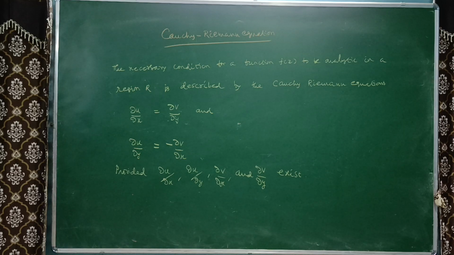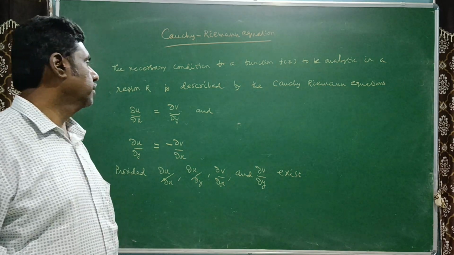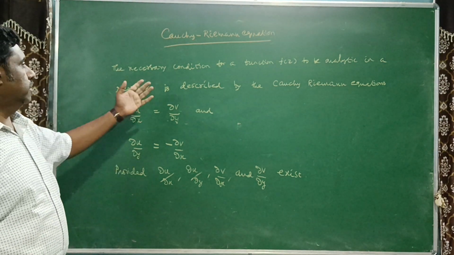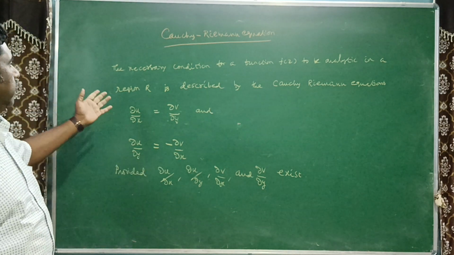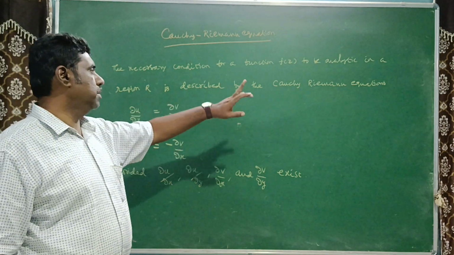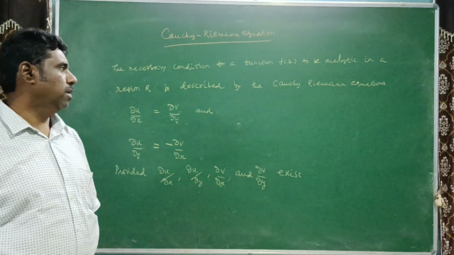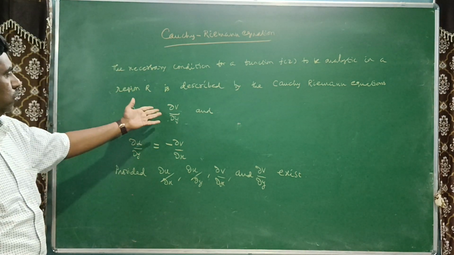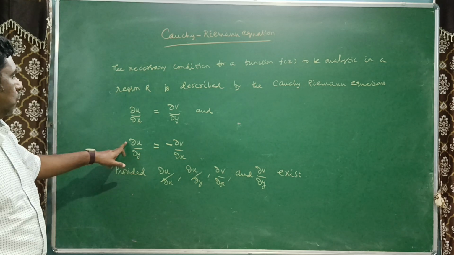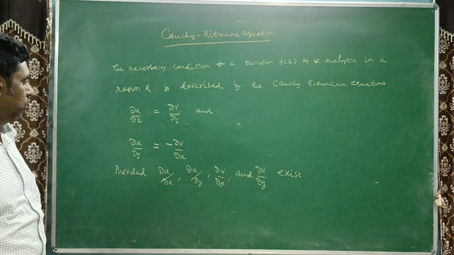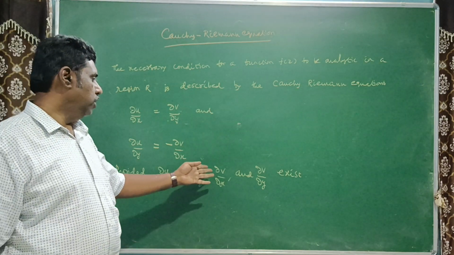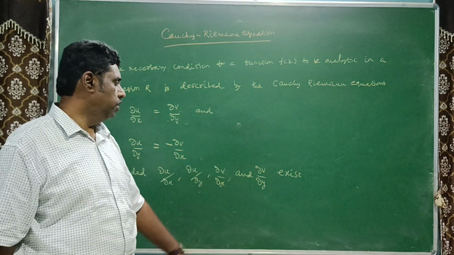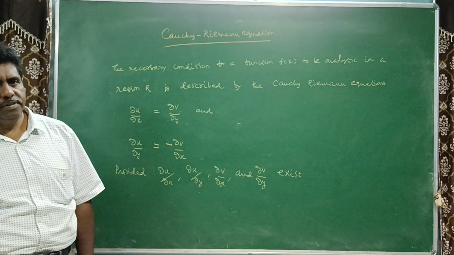In this presentation, we have to derive the Cauchy-Riemann equations. The necessary condition for a function f(z) to be analytic in a region R is described by the Cauchy-Riemann equations: ∂u/∂x = ∂v/∂y and ∂u/∂y = -∂v/∂x, provided ∂u/∂x, ∂u/∂y, ∂v/∂x and ∂v/∂y exist.